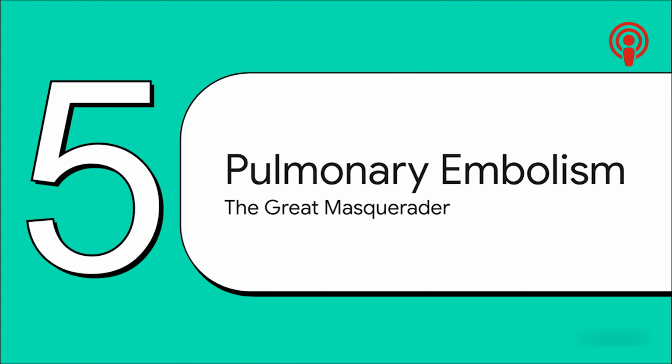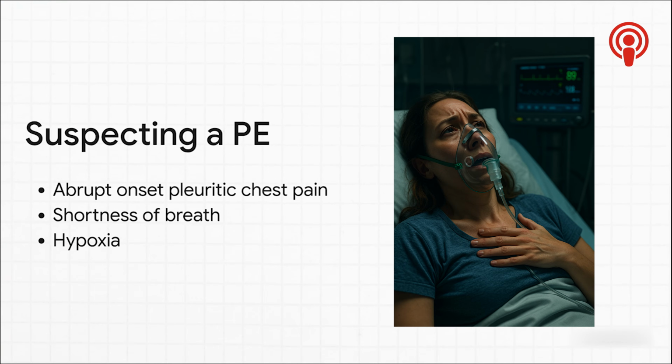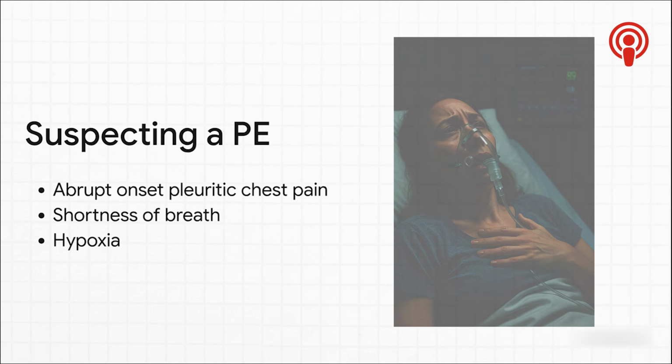And that brings us to our final section, number 5, the one, the only, great masquerader, the pulmonary embolism. They call it that for a reason. It can present in so many weird ways, making it an incredibly tricky diagnosis to pin down. But this is one of those things where you have to keep your suspicions super high. The classic combination you're looking for is a patient who suddenly gets chest pain that's worse when they breathe in, along with shortness of breath and low oxygen levels. When you see that trio without another obvious reason, PE has to shoot to the top of your list.